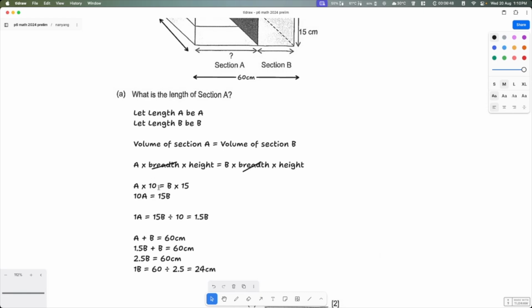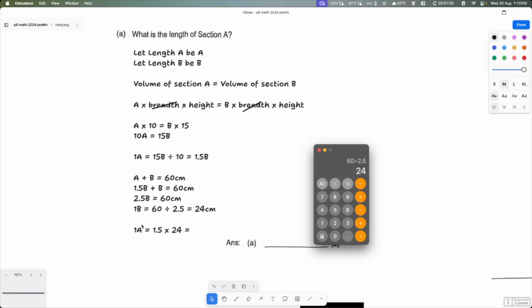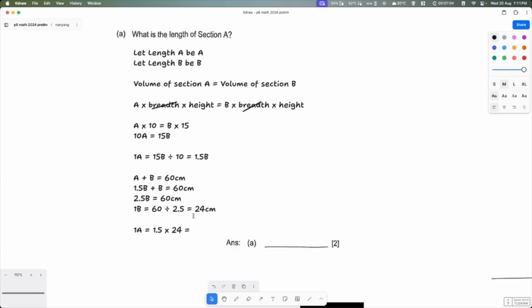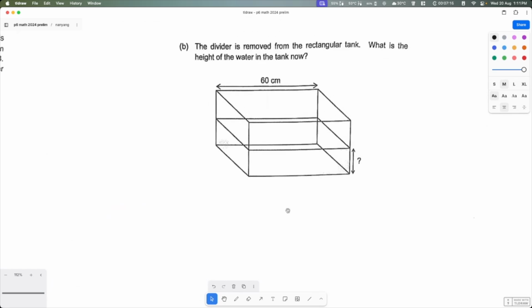We also know that A is equal to 1.5B. So 1A is equal to 1.5 times 24. Using the calculator, multiply by 1.5, this will give us 36 centimeters. Therefore, A is 36 centimeters. That's what you see over here. All right, let's move on to part B.